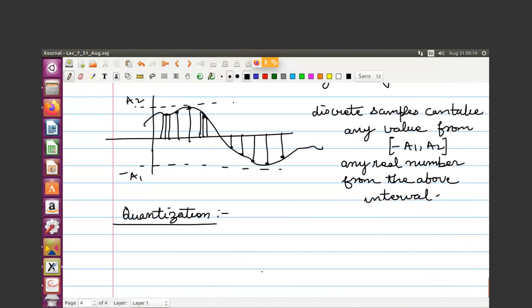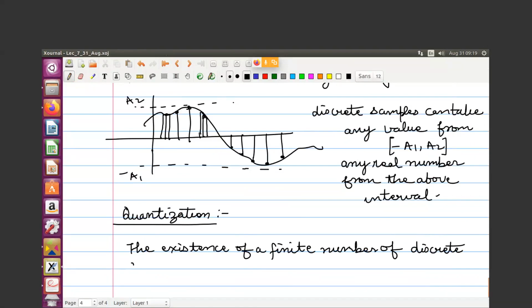So in quantization, let me write it down. The existence of a finite number of discrete amplitude levels is a basic condition of pulse code modulation. Okay.